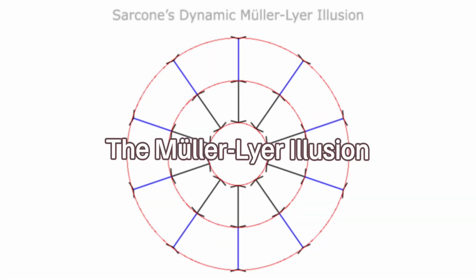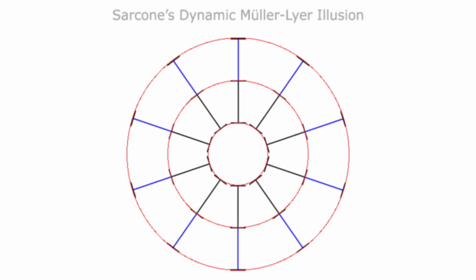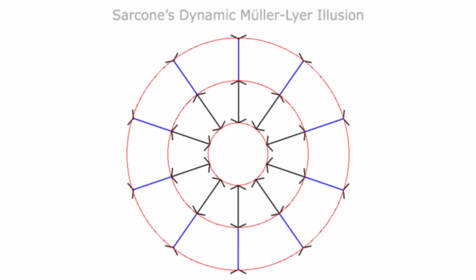The Müller-Lyer illusion. When identical lines look different. Take a look at these two lines. One of them seems longer than the other, right? Well, here's the twist. They're actually the same length. This is the Müller-Lyer illusion, and it's been a puzzling mystery for over a century. So, why does this illusion work?